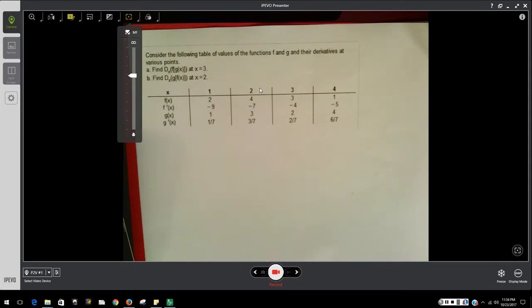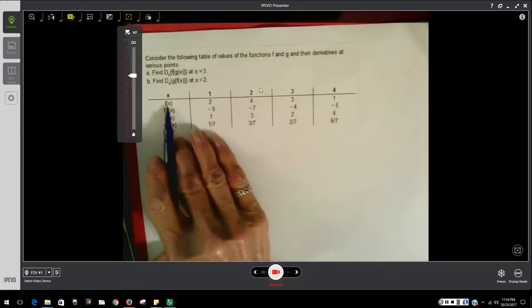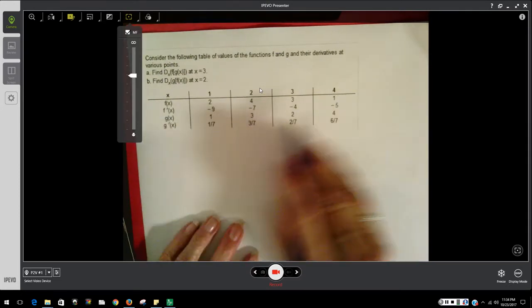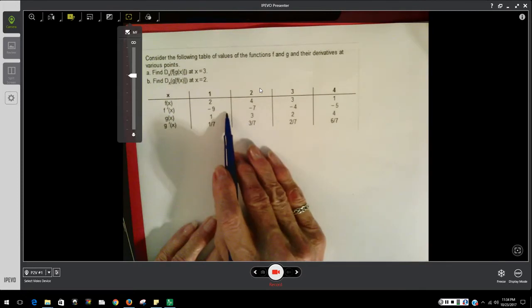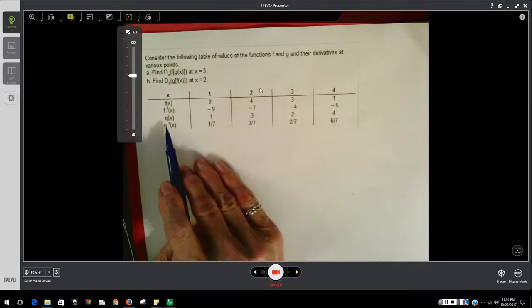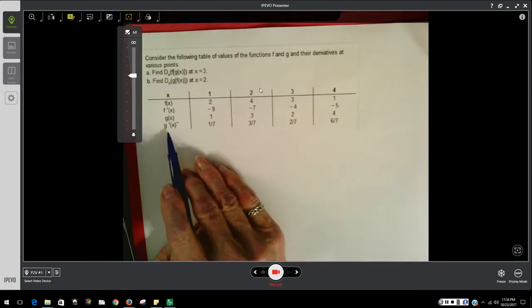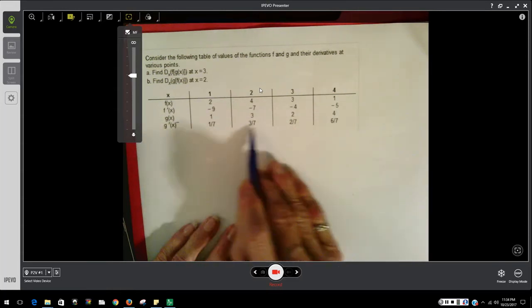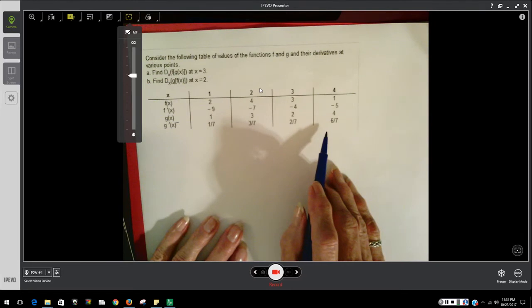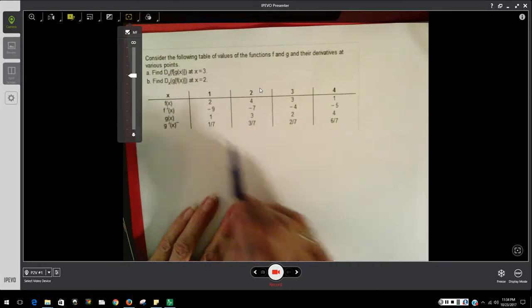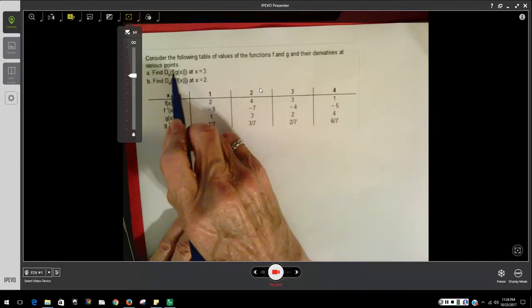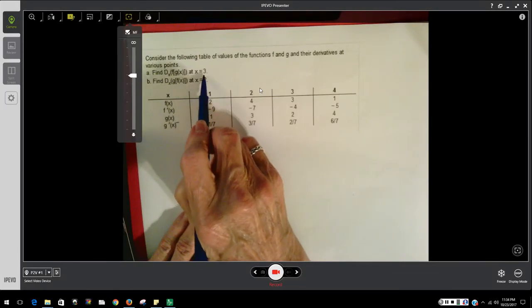Here we have a different kind of example because it wants us to look at the table with the following values of the functions f and g and their derivatives. So here we have various values of the function itself, various values of the derivative at those same x values. Then we have the values of the function g at those same values and the value of its derivative at those values. So it says to find the derivative of f of g of x at x equals 3.